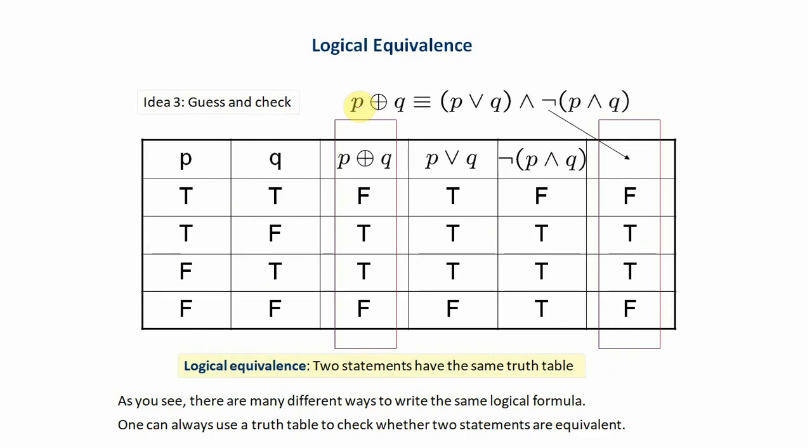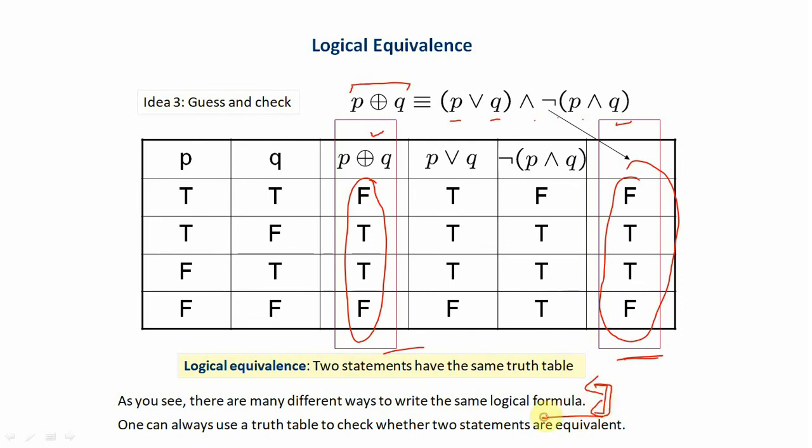Similarly, P XOR Q is logically equivalent to (P or Q) and not of (P and Q). Once again, you can make the truth table and verify that the truth table of the LHS is the same as the truth table for the RHS. So both the statements are logically equivalent. The important point to take from here is that a particular logical formula can be written in multiple ways.